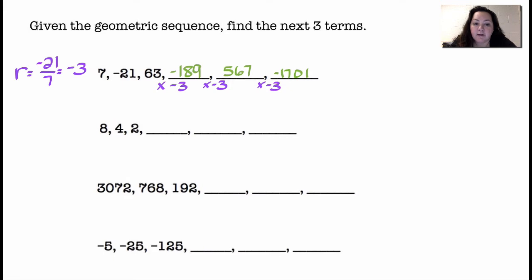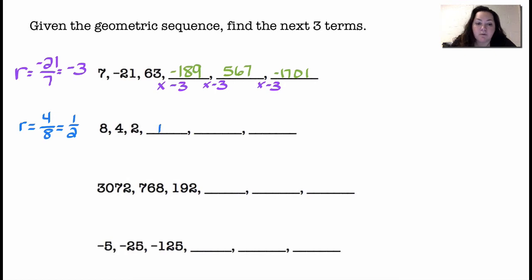Okay? For the next one, I'm going to take the second term divided by the first term to figure out my common ratio. 4 divided by 8 is a half. So I'm multiplying by a half, so I can multiply by 0.5, or I could just divide everything by 2, because they mean the same thing. To multiply by a half and to divide by 2 are the same thing.